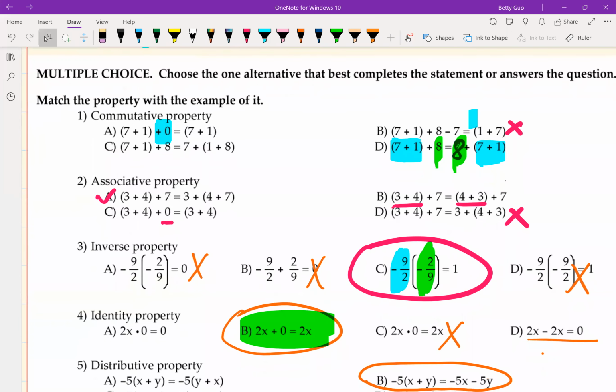Number 2, we need to find an example for associative property. The answer is A. 3 and 4 added together, and then plus 7 is the same with 3 plus the addition of 4 and 7. Part C is additive identity. Part B actually is commutative property. 3 plus 4, 4 plus 3 are equal. That is a commutative property actually. Part D itself is a false statement.